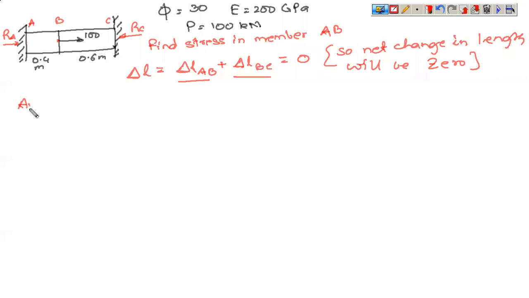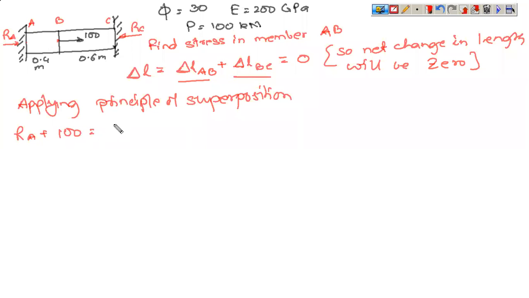So applying principle of superposition, what do you say? RA plus 100 is equal to RC. The directions you have decided of your own choice. So if we apply the principle of superposition on this system, this is your equation number 2, this is your equation number 1. So these are two statements. Now let us balance it.